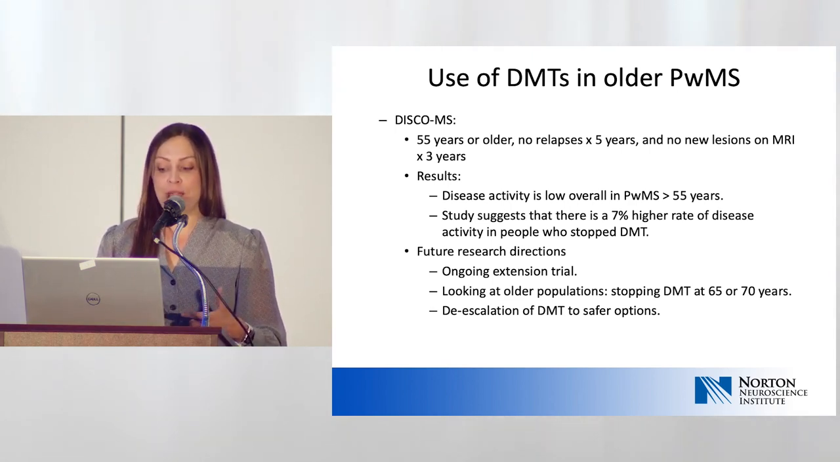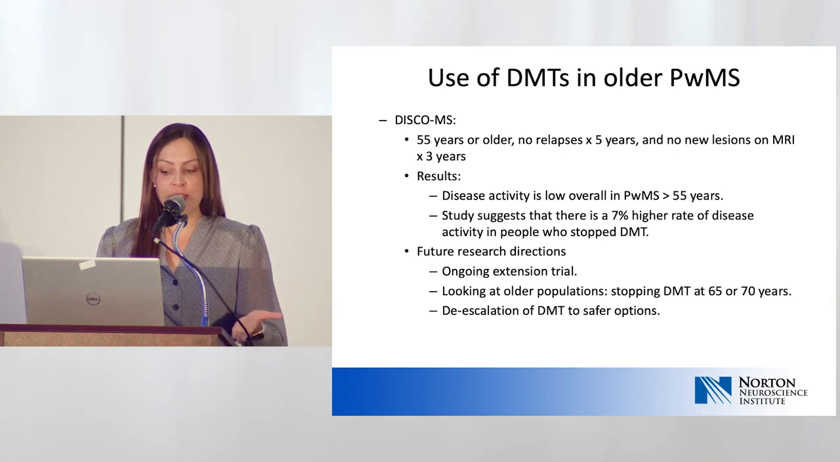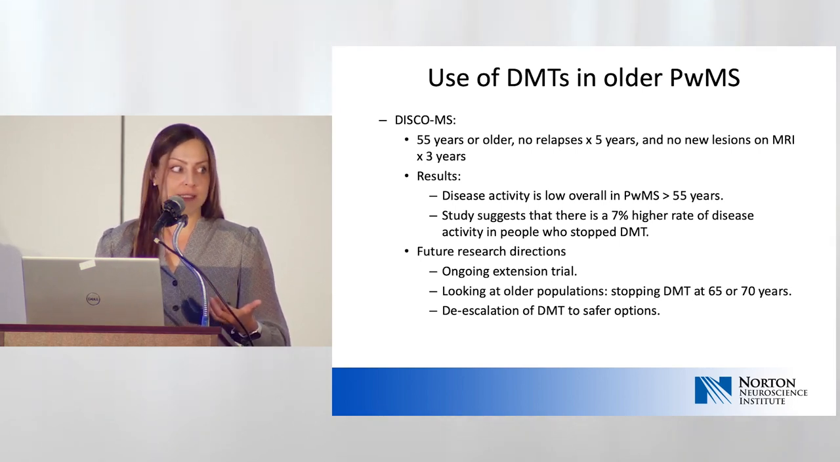I'd also like to see what happens in older patients. 55 to me is really young. I'm 37 right now, and I feel like 55 is too young to be stopping medication. So I'd like to see what happens if we stop it at 65 or 70. What happens if someone's been stable for 15 or 20 years instead of 3 or 5 years? And I'd also like to look at de-escalation.